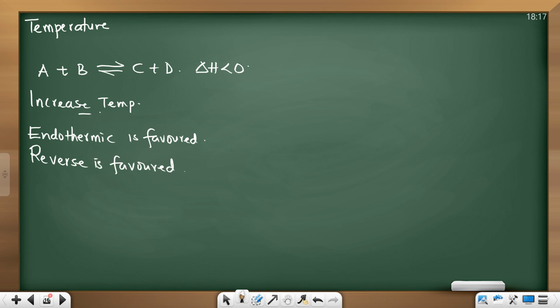I don't know if that makes sense. Le Chatelier's principle. Remember, we are saying this is exo always. Therefore, this will be endo. So if I increase temperature, endo is favored, the reverse is favored. Anytime your reverse is favored, EMF decreases.